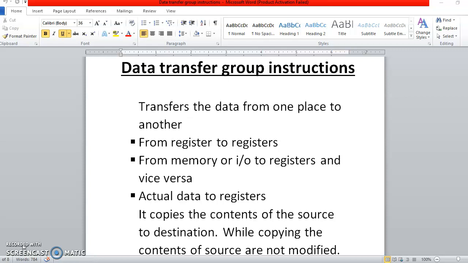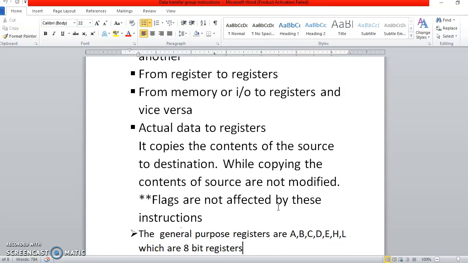Basically, what these instructions do, they transfer the data from one place to another. And which are these places in 8085? The registers to registers, that is the internal memory of your 8085 microprocessor. As well as it can be from the memory or the input-output devices to the registers or vice versa. And it can be the actual data to the register.